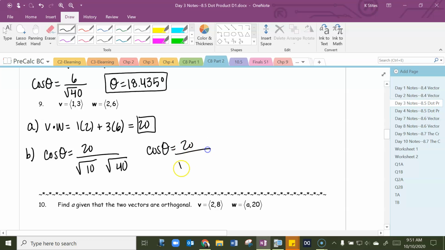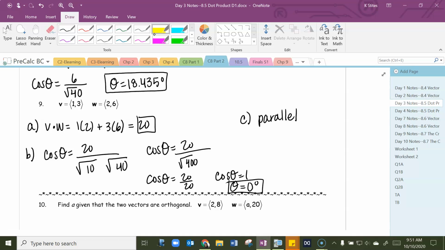So that's 20 over root 400, but check it out. Square root of 400 is just 20. 20 over 20 is 1. This is saying where is the cosine of theta equal to 1, and cosine of theta is equal to 1 at 0 degrees. And because we got 0 degrees, this means that our vectors are parallel.